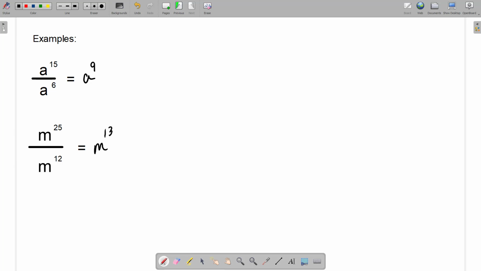So you can see these rules help us to do these problems without writing out all of those variables and then having to add them up or cross them out as we divide them out. So these power rules are designed to help us save some time.